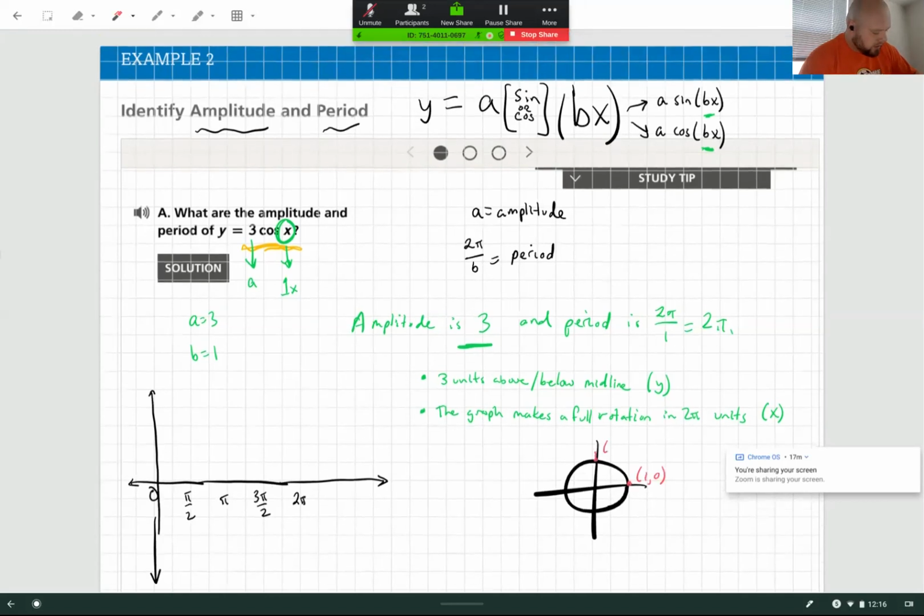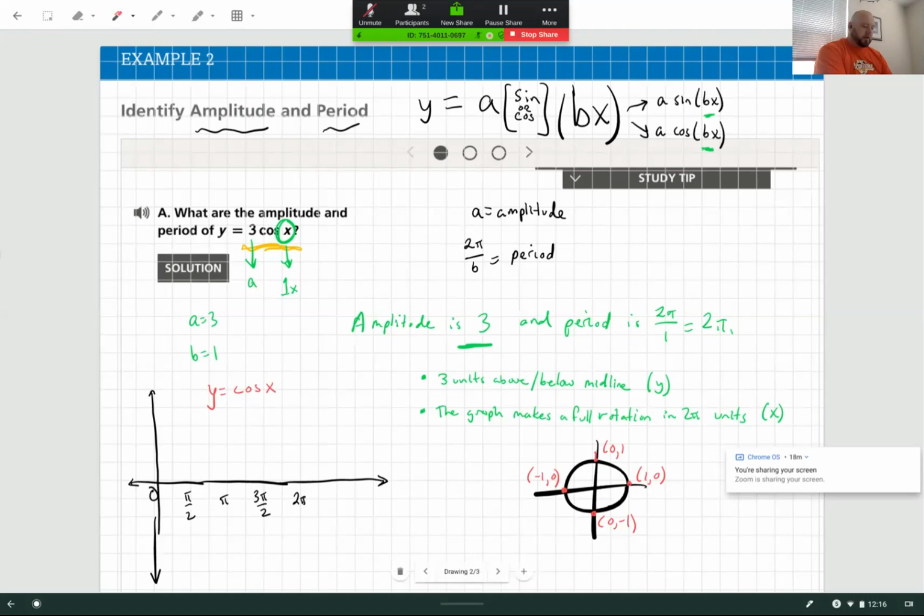Up here, there's 0, 1. Over here, we have -1, 0. Down here, we have 0, -1. So remember, first I'm just going to draw a basic cosine, and then we'll do the 3 cosine x function.